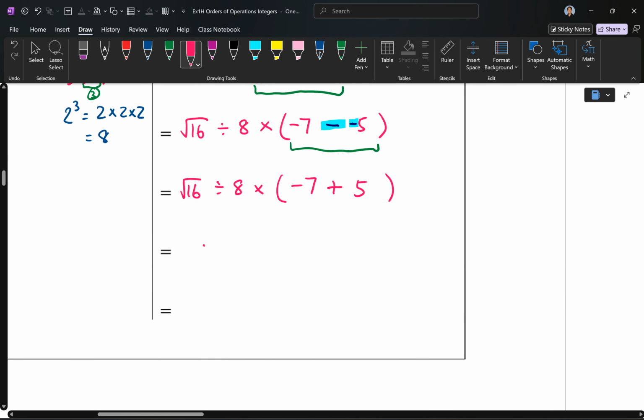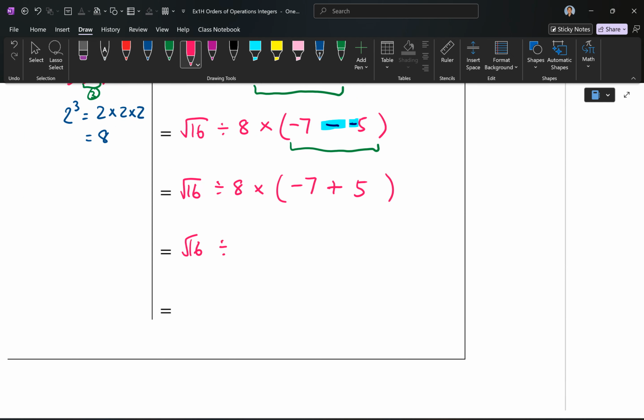So here, we can rewrite the line again. Root 16 divided by 8 times, and now we know, like what Attila said, negative 7 plus 5, according to the number line, is negative 2. That gets rid of the brackets. After the brackets, we'll look for indices. Do we have indices here? No. That root 16 is not part of your BODMAS.